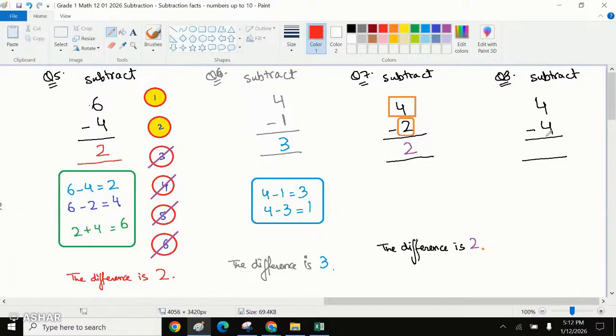So 4 minus 4 would always be 0. That means we can write that the difference of these two numbers is 0, right? 0 means you are not left with anything, right? So from this, what we can say is if a number subtracts itself, if any number minus the same number, the answer would always be equal to 0. Okay, let's move ahead and see another example.